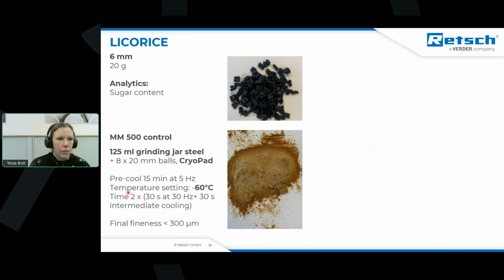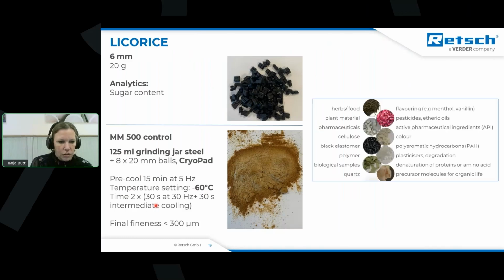And this is the way you can also grind licorice, for example, yeah, or any dragees with liquid filling, or any plastics. Yeah, this is very nice. You use, in this case, the MM500 control and with the 125 milliliter grinding jar, the cryo pad, some of the larger balls. You have to pre-cool it at a certain time, -60 degrees set at the thermal plates, and we grind here also in this grinding and cooling intermediate breaks, and after just some minutes we have it pulverized.